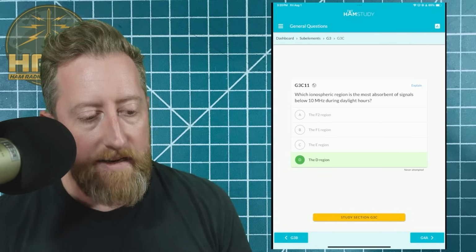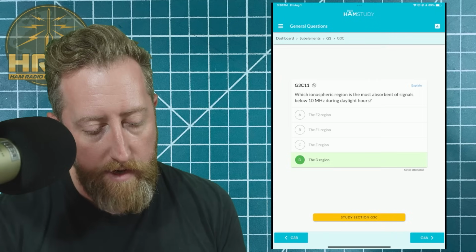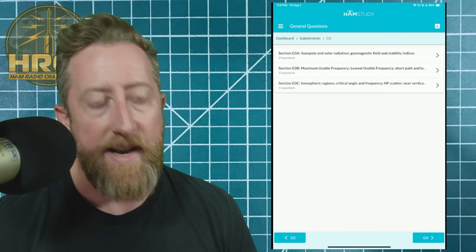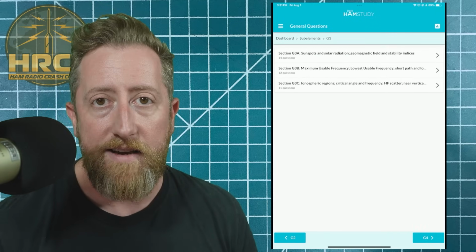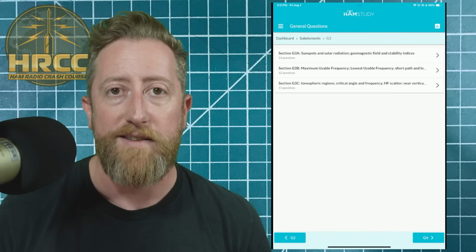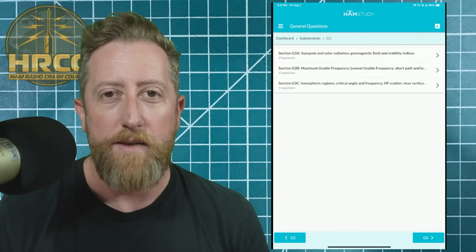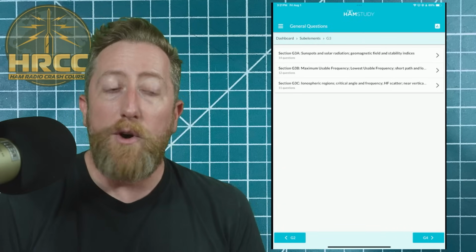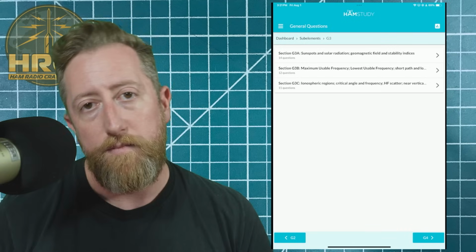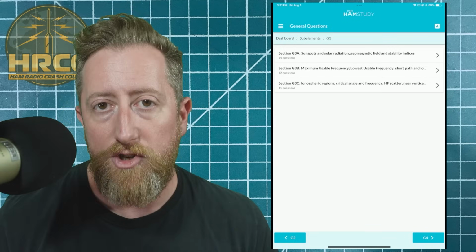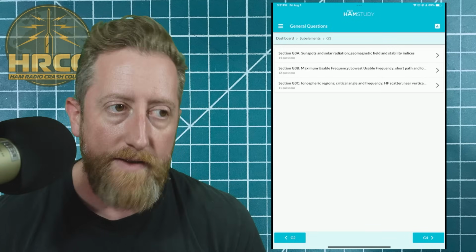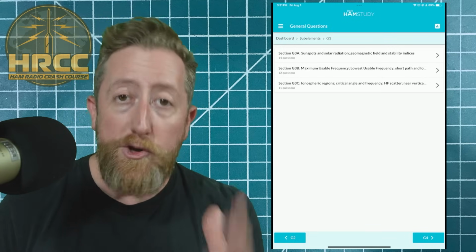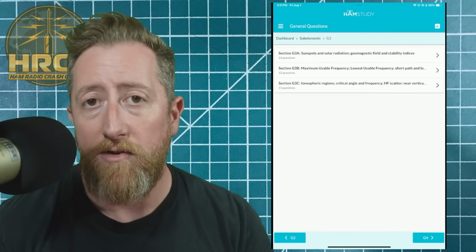And that is it for section G3. Hopefully you had fun with that one. That is one of the better ones, I think, particularly because I enjoy antennas so much, and I kind of love the science behind radio wave propagation. So if you are watching, this is merely sub-element G3. That's General. That's what the G stands for. In you practicing for your General license.